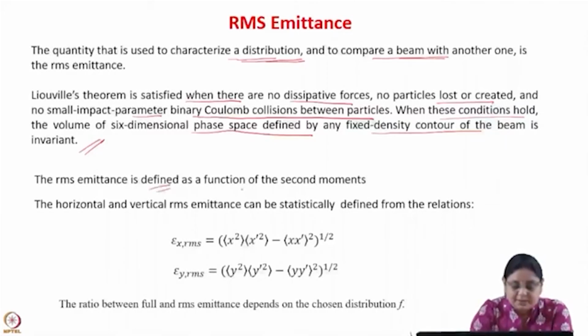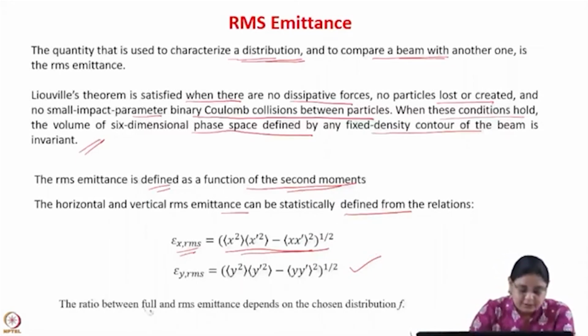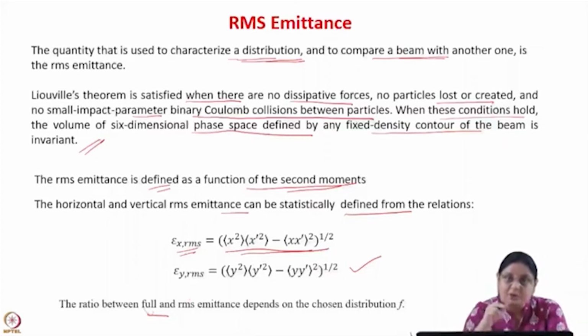Now RMS emittance is defined as a function of the second moments of the distribution. The horizontal and vertical RMS emittance can be statistically defined from these relations. The RMS emittance in the x direction can be defined in terms of the second moments: we have the average of x squared multiplied by the average of x prime squared, minus the square of the average of x x prime, and then we take the square root. Similarly, the y RMS emittance can also be defined. The full emittance is the area of the ellipse containing all the particles. The ratio between the full emittance and the RMS emittance depends upon the distribution.